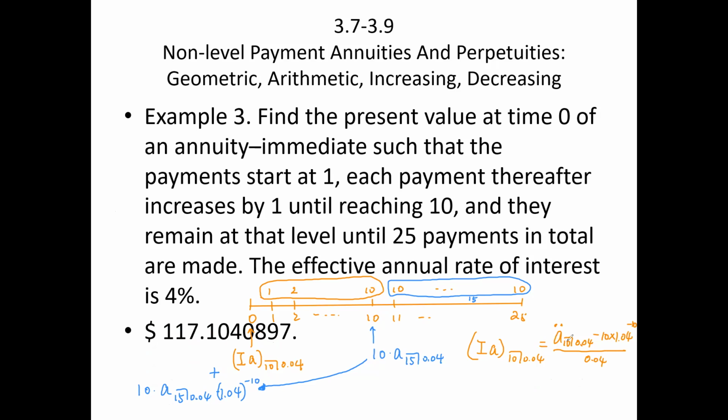And that one, actually, I don't have the answer. So this one I can write as a sub 10 angle 0.04 times 1.04. It's the present value of an annuity due: the annuity immediate times 1.04. So I'm going to skip the detailed calculations.